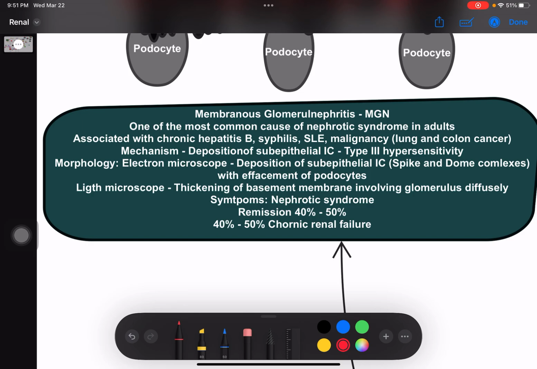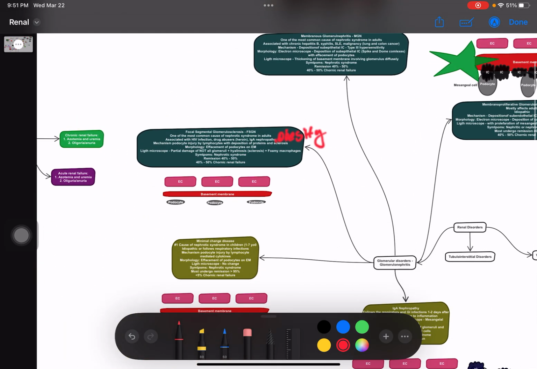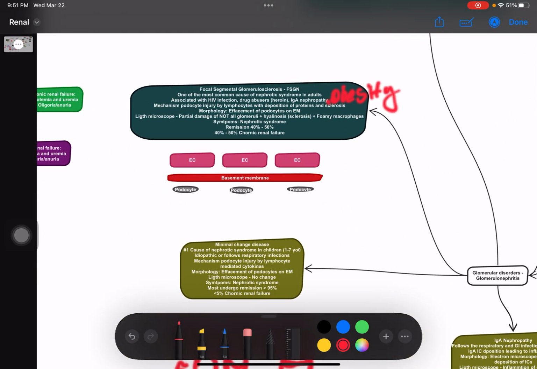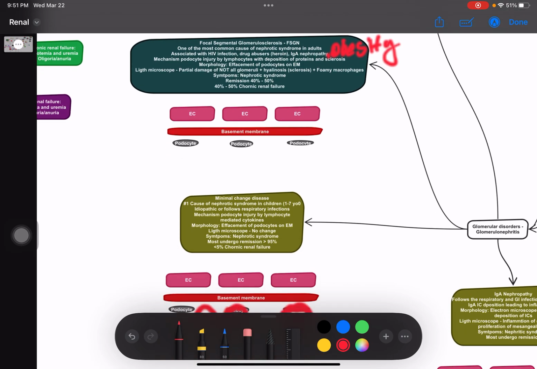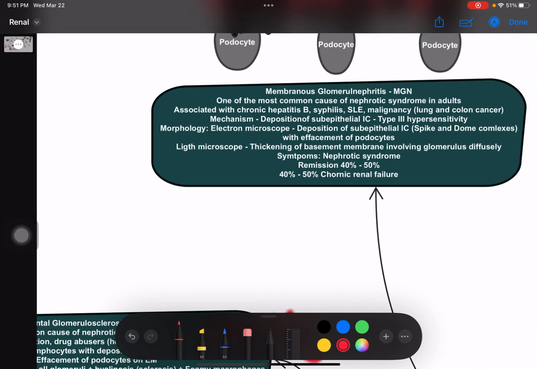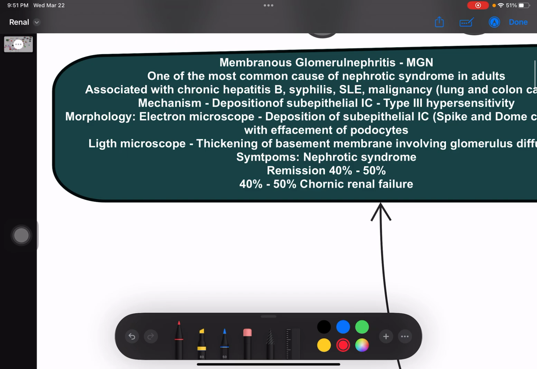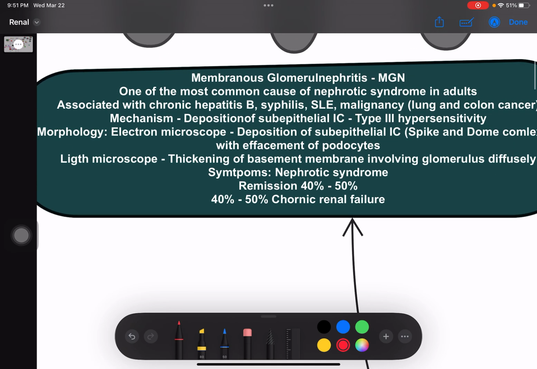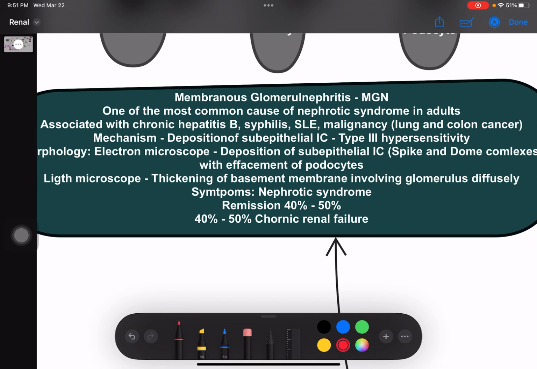Mechanism is deposition of subepithelial immune complexes. So here comes type 3 hypersensitivity. Before, those two were associated with the podocyte damage, right? They're podocyte damage by the lymphocytes, but here we now have a hypersensitivity reaction, which is type 3. This is subepithelial immune complex deposition below the basement membrane.